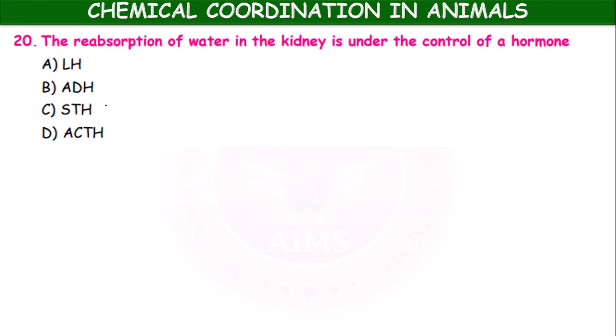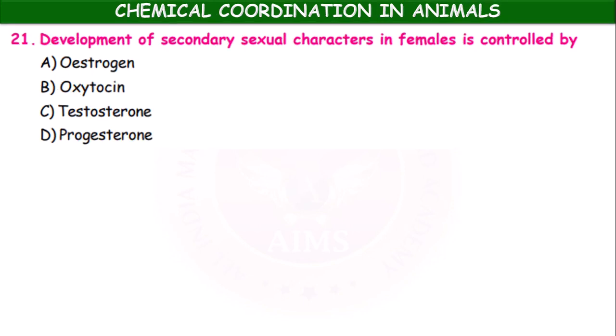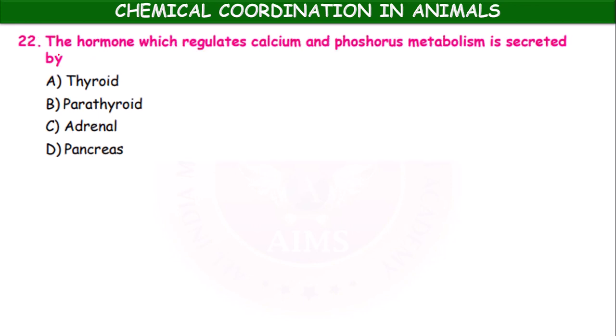Next, the reabsorption of water in the kidney is under the control of a hormone: LH, ADH, STH, ACTH. It is the ADH. Next, the development of secondary sexual characters in females is controlled by estrogen, oxytocin, testosterone, progesterone. Estrogen. The hormone which regulates calcium and phosphorus metabolism is secreted by thyroid, parathyroid, adrenal, pancreas. It is the parathyroid.